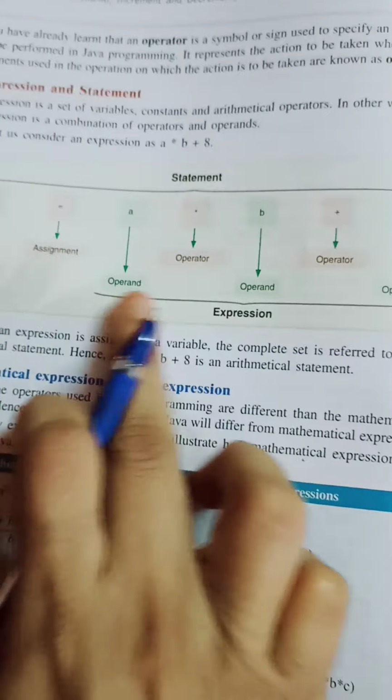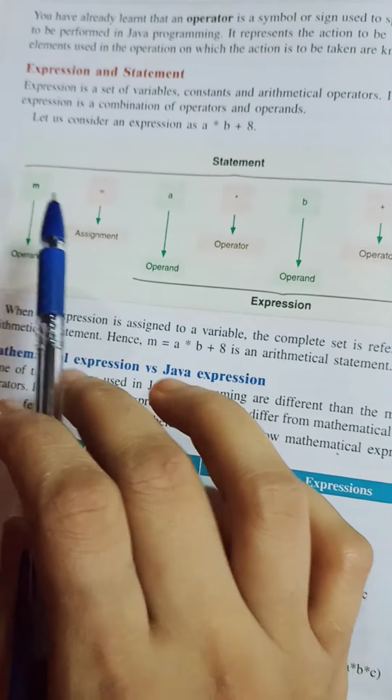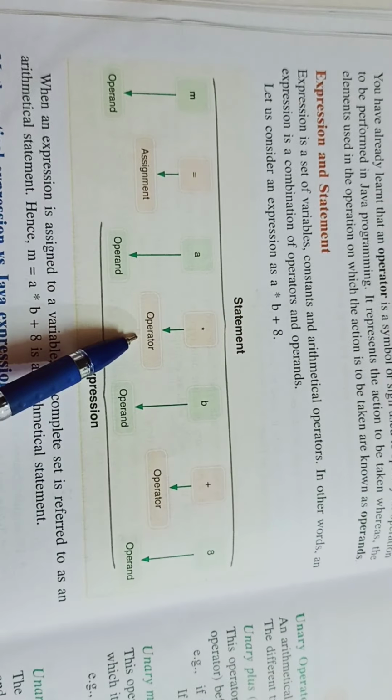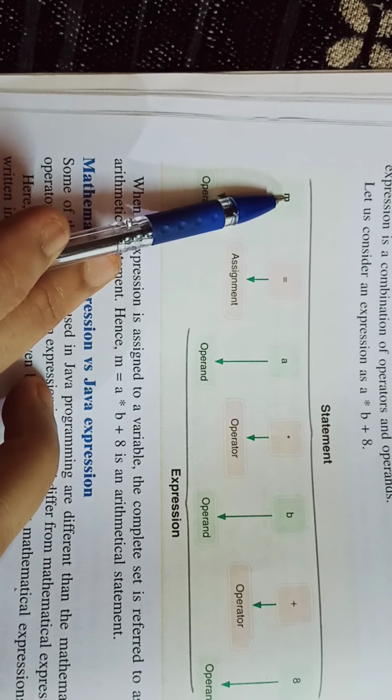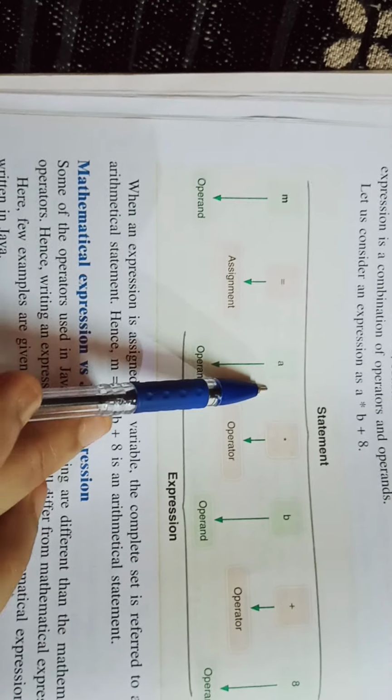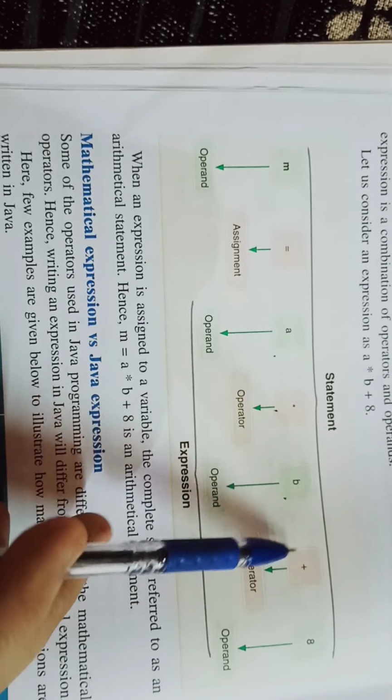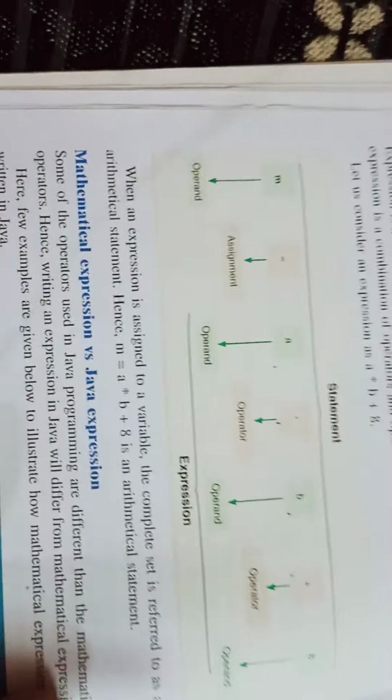So please have a look onto this image. Here, as you can see, there is an expression m is equals to a minus a multiplied by b plus 8. So here, as you can see, this m is the operand, this is operator, this is operand, this is operator, this is operand, this is operator, and this is also operand.